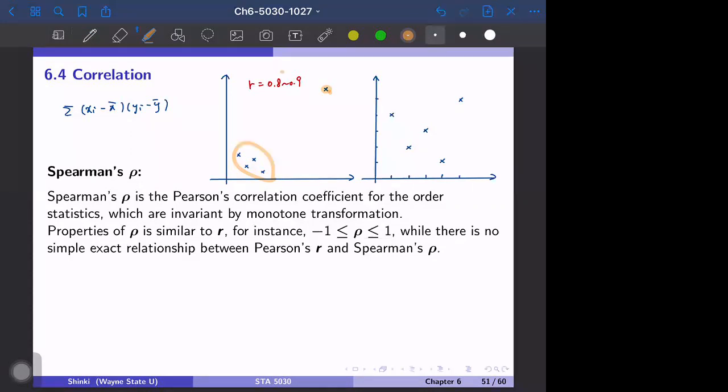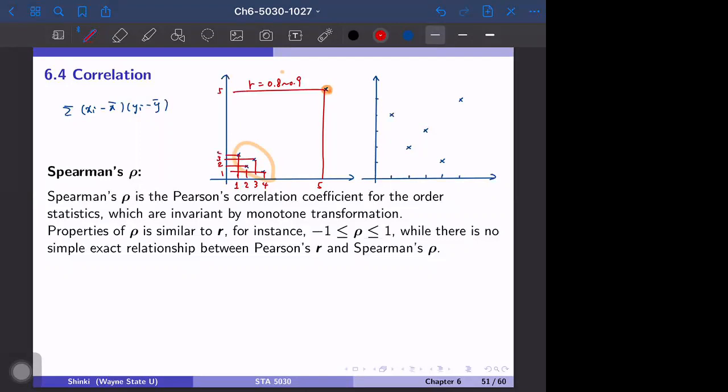So the idea of Spearman's rho is to avoid this kind of too much influence from an outlier. What's the definition of Spearman's rho? Spearman's rho is actually the Pearson's correlation coefficient, but for the order statistics. So we just think about the order. You can see that among these 5 observations, this is the first smallest, this is second, third, fourth, and fifth. In terms of y value, it's the same: the smallest, second smallest, third, fourth, and fifth.